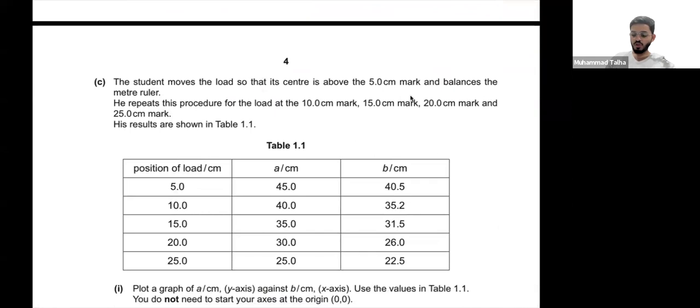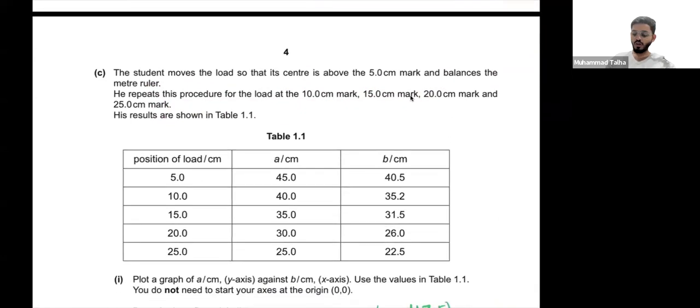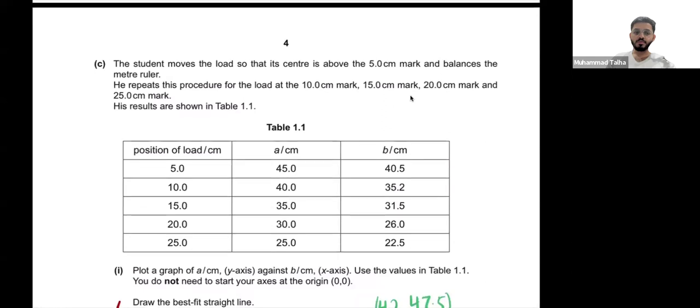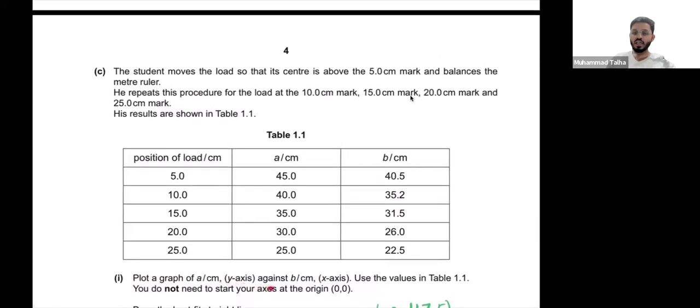The student moves the load so that its center is above the 5 cm mark and balances the meter ruler. He repeats the procedure for the load at the 10, 15, 20, and 25 cm marks. And the position of the load, the A values and the B values are shown in this table. Plot a graph of A on the y-axis versus B on the x-axis. You do not need to start your axes from the origin 0,0. So basically you can use a false origin here.